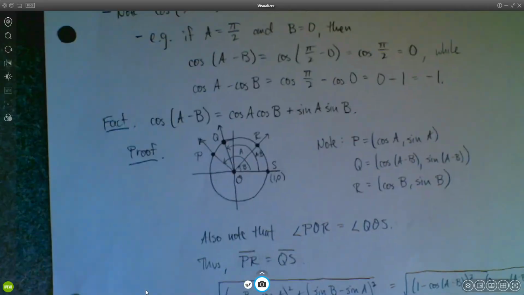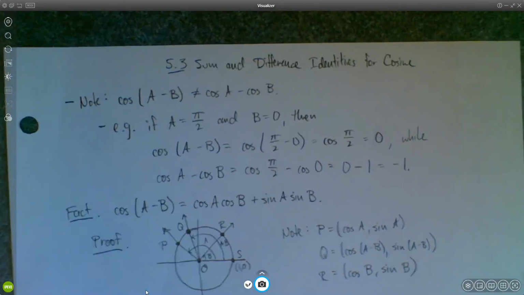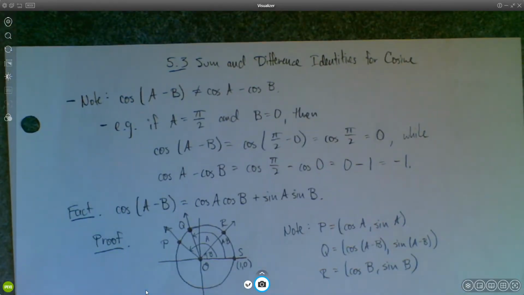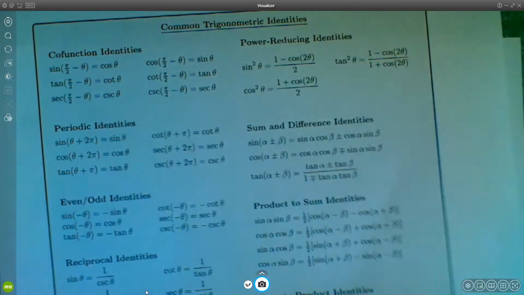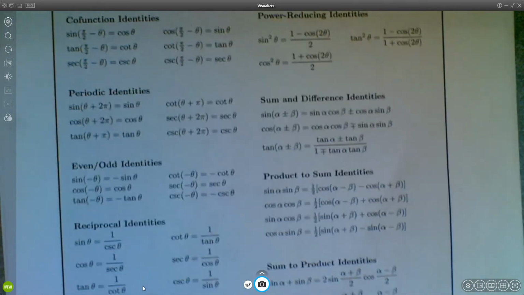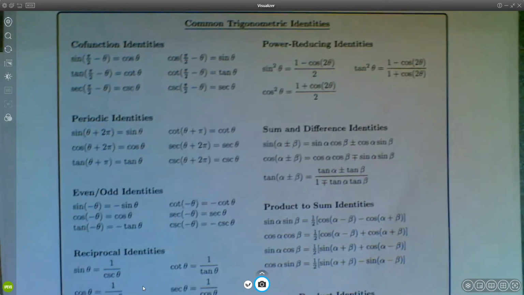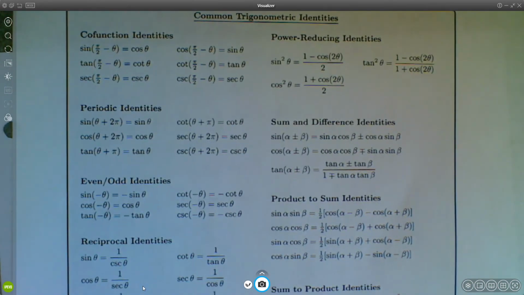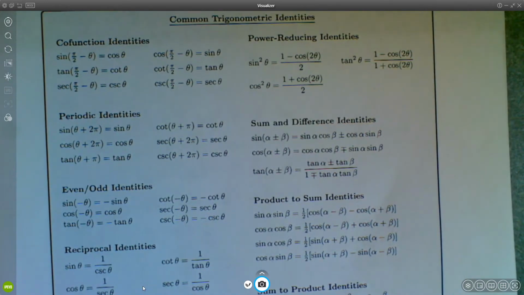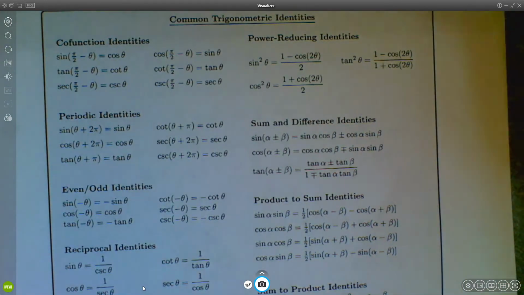All right, so moving on to 5.3, we're going to talk about the sum and difference identities for cosine. We'll talk about the sum and difference identities for sine and tangent in the next section. But really, a lot of the rest of these identities that we want to prove rely a lot on this very first proof that we're going to go over.